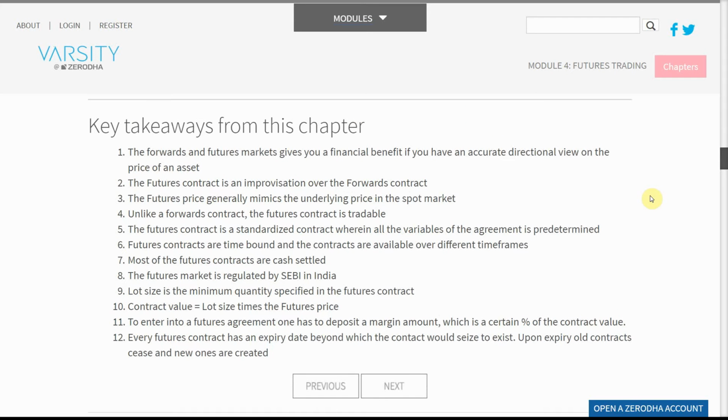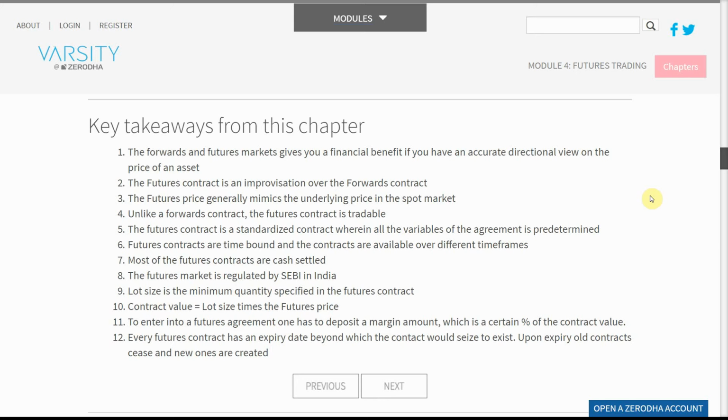Key takeaways from this chapter. The forwards and futures markets give you a financial benefit if you have an accurate directional view on the price of an asset. The futures contract is an improvisation over the forwards contract. The futures price generally mimics the underlying price in the spot market. Unlike a forwards contract, the futures contract is tradable. The futures contract is a standardized contract wherein all the variables of the agreement are predetermined.